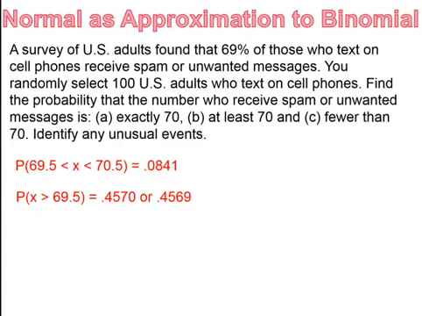0.4569. And then lastly, fewer than 70, and fewer than 70 would be x is less than 69.5, so you should have gotten 0.5430 or 0.5431 based on what your calculator is getting, or how many decimal places you went with the standard deviation.